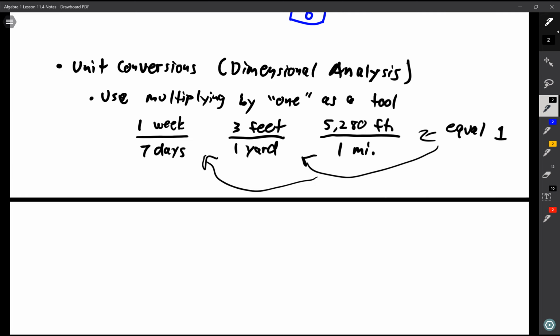And the other thing is to get rid of units on top by canceling them with the same unit on bottom. On bottom. And vice versa.